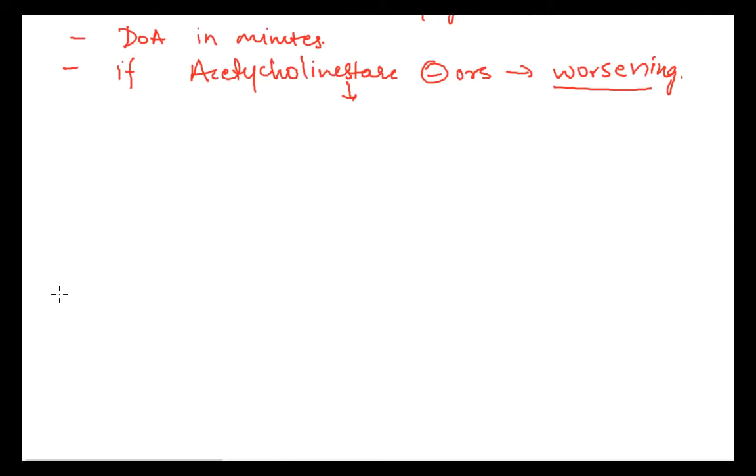So let's discuss the toxicities of this class. So first is respiratory paralysis, okay. You have to remember that this class of drugs causes respiratory paralysis. Autonomic side effects, we can say, because autonomic ganglia are stimulated by succinylcholine.